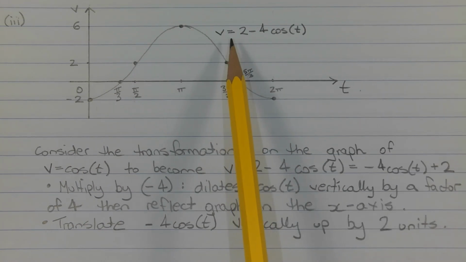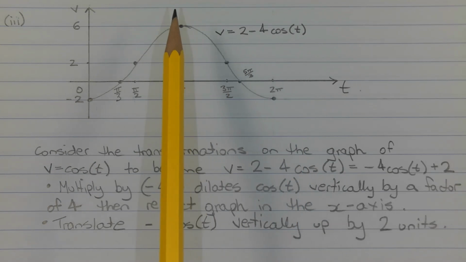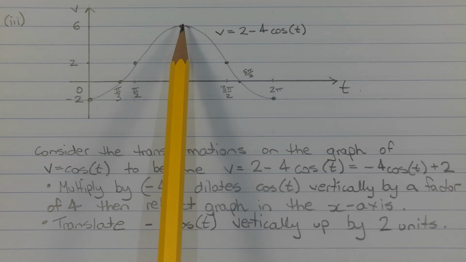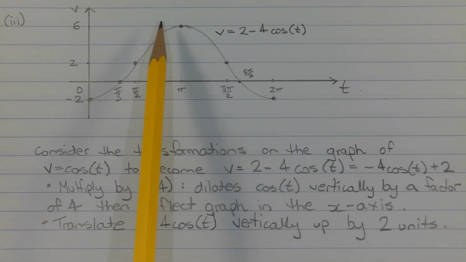Here is the graph of v equals 2 minus 4 cos t. Notice where the minimum velocities occur at t equals 0 and t equals 2 pi, and the minimum velocity is -2 meters per second. Notice the line of center at v equals 2. Notice also where the maximum velocity occurs. It occurs when t is equal to pi seconds, and the maximum velocity is 6 meters per second.